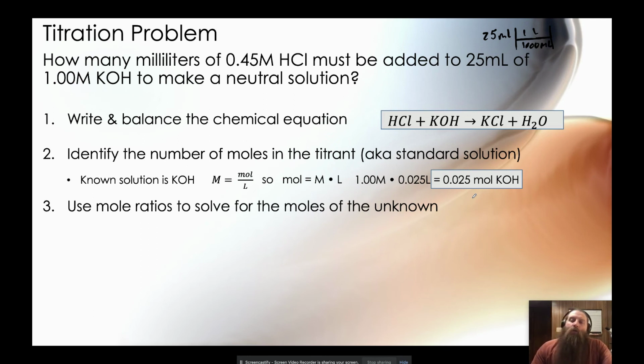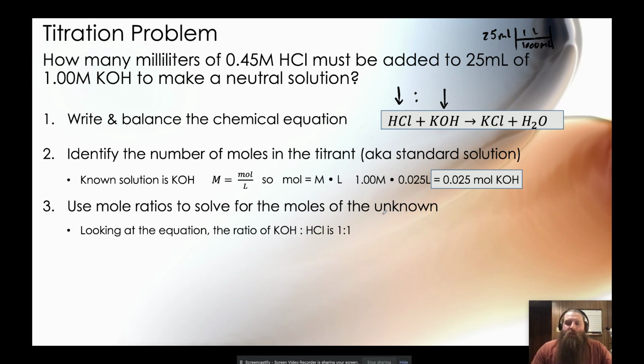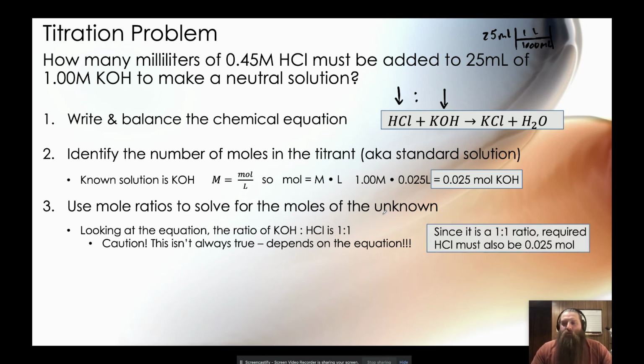Now, we can use the mole ratio of KOH right here to HCl, to our acid, to solve for the unknown. Now, in this case, it's 1 to 1. So if we have 0.025 moles of KOH, then we're going to need 0.025 moles of HCl. It's a 1 to 1 ratio. Now, be careful. That's not always true. If you have a 2 as a coefficient, it might be 1 to 2. You'd have to double 1. Or maybe it's 2 to 1, you double it. 1 to 2, you'd have to half it, right? So just pay attention to our molar ratio.